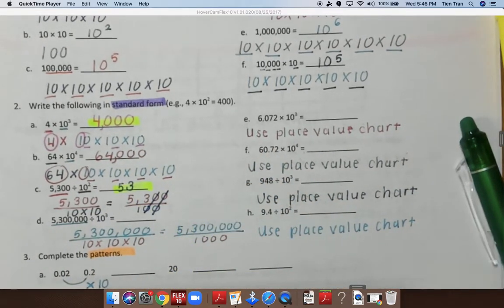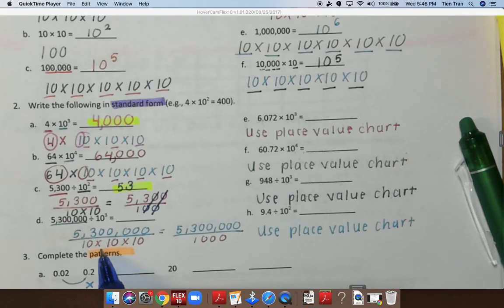Okay, now my next problem, I have 5,300,000 divided by 10 to the power of 3. So I wrote 5,300,000 and then I wrote my division bar. This little fraction bar is considered a division bar in case you didn't know that. So I have 10 to the power of 3. So I wrote 10 times 10 times 10 because this tells me how many times I need to multiply times 10, 3 times. So over here, I multiplied 10 times 10 times 10, which is going to give me 1,000.